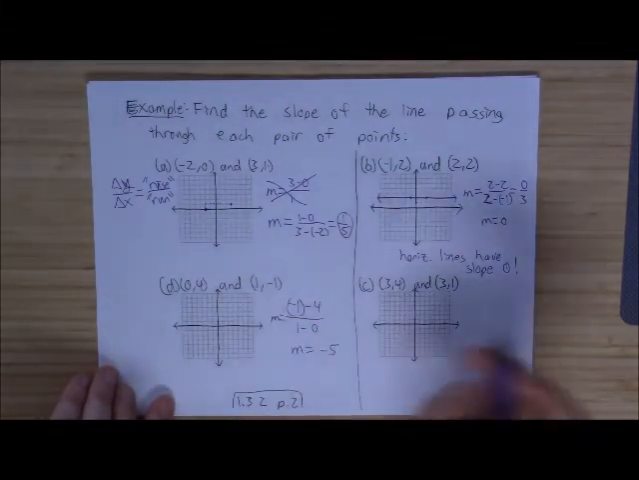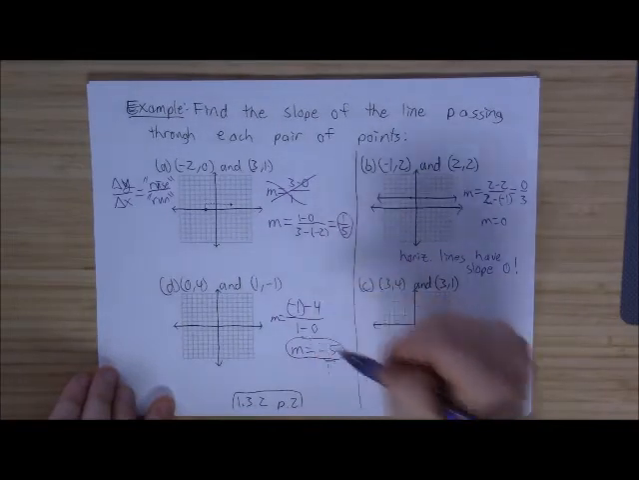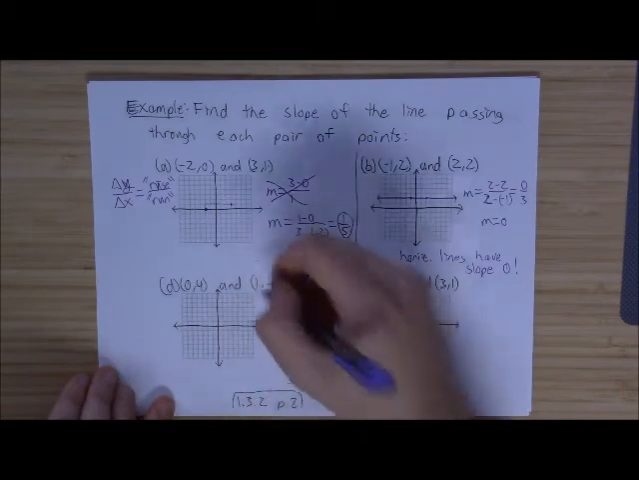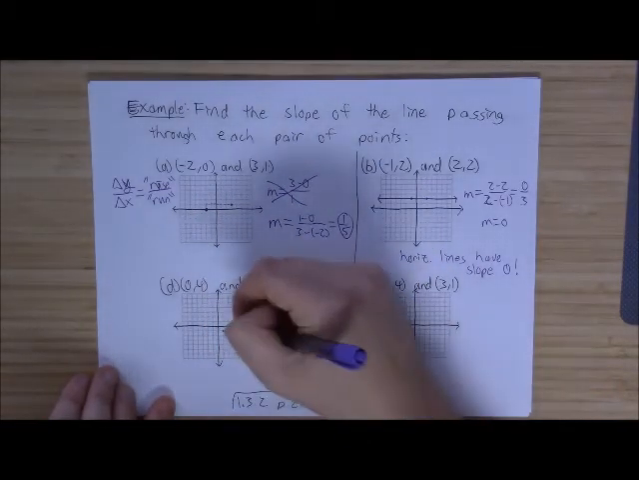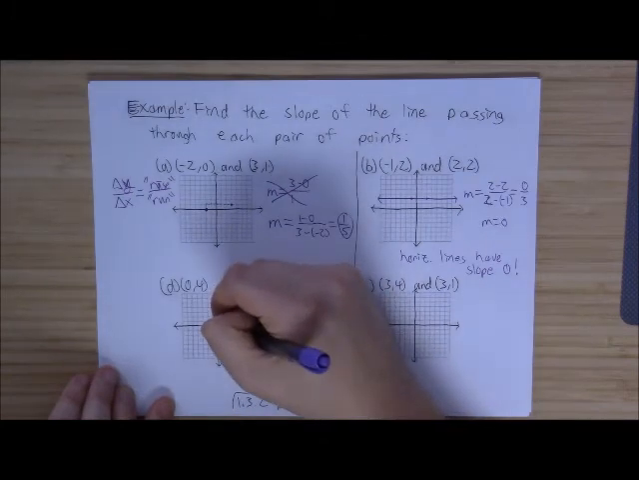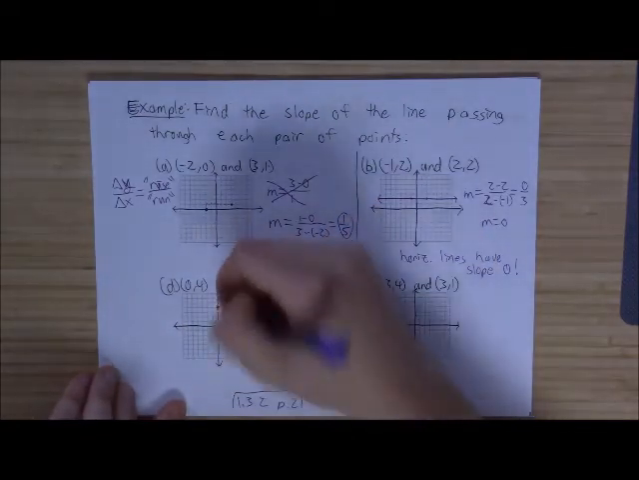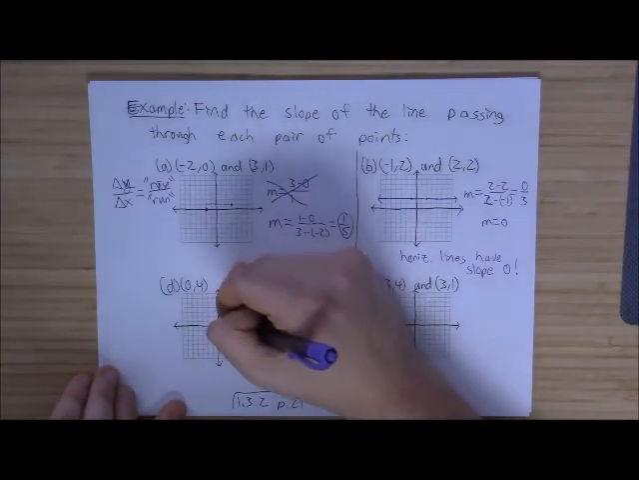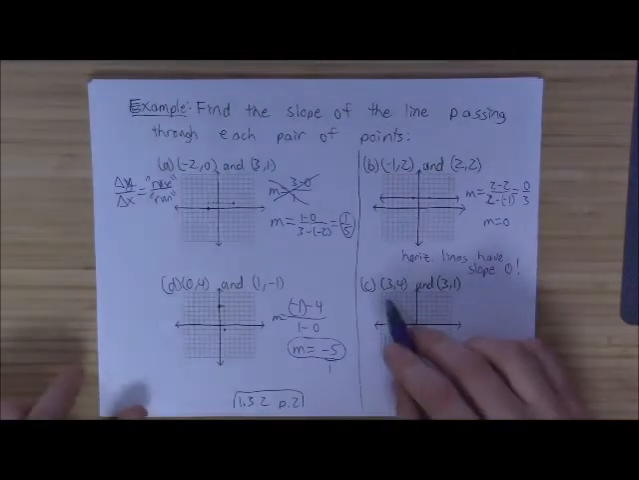Does that make sense? Think of it as negative 5 over 1, which helps, because here you have 1, negative 1, and then 0, 4, so at 0, 1, 2, 3, 4. What we've said is that for every 1 unit of run, you drop down by 5. That's why it's negative, because the line goes downward.